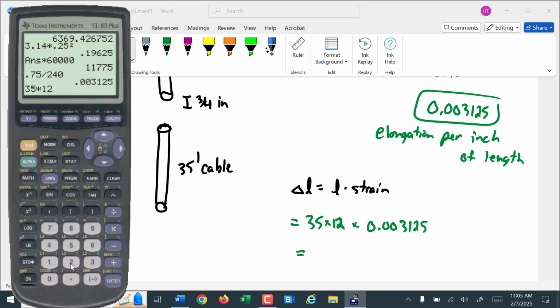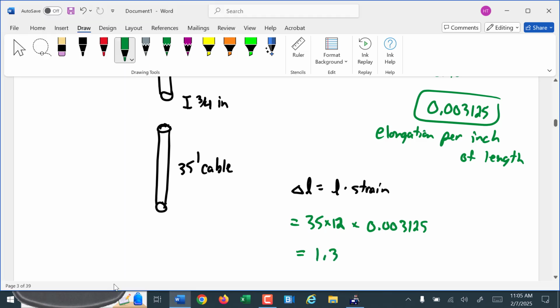So 35 times 12 is 420 inches times 0.003125. It's going to stretch 1.3125 inches. Why is that important? Well, because if you're in a spot where that weight has to be suspended over something, you need a clearance, you need to know what it's going to sag, what it's going to stretch the cable.